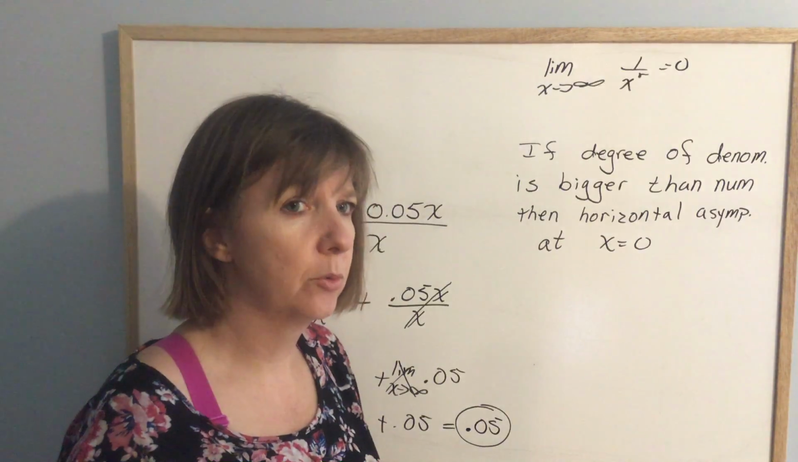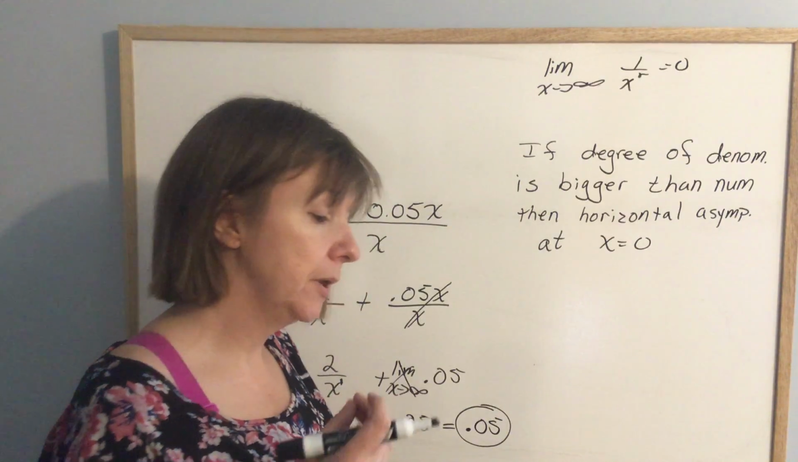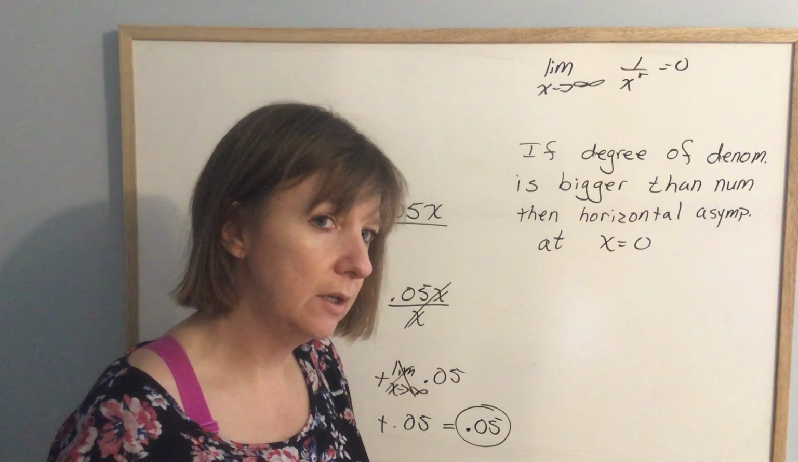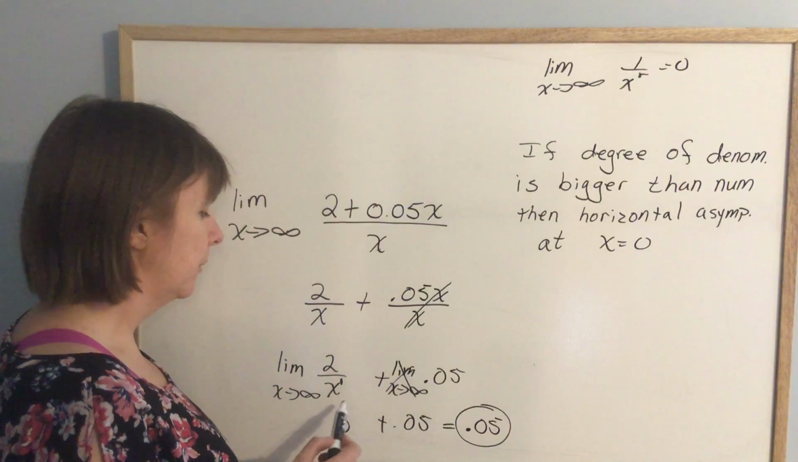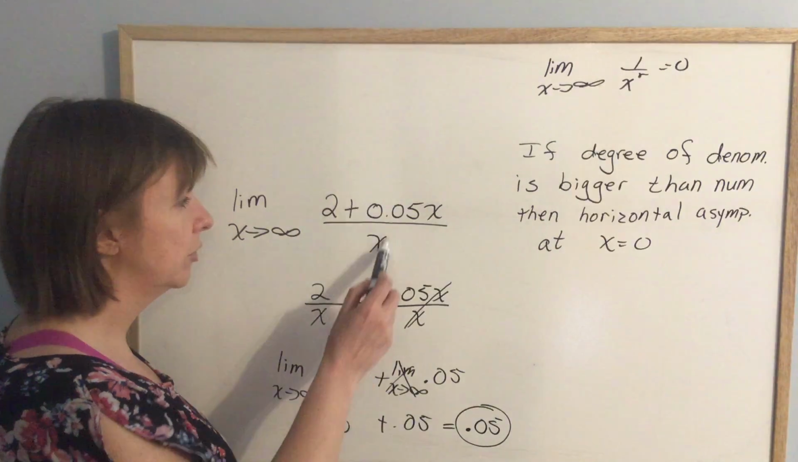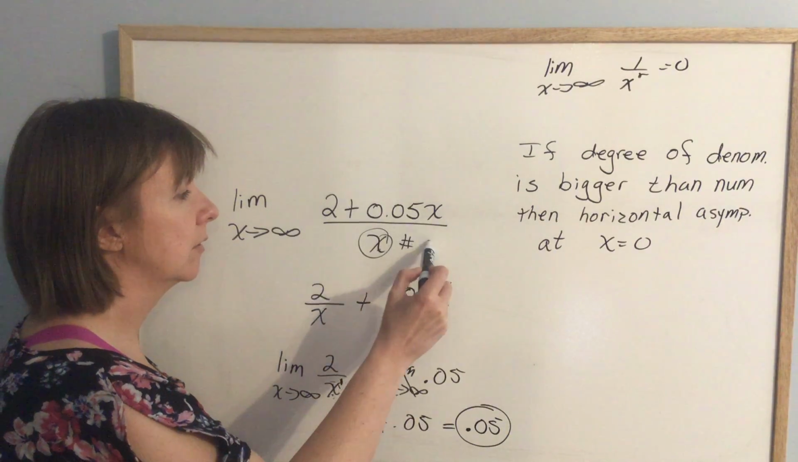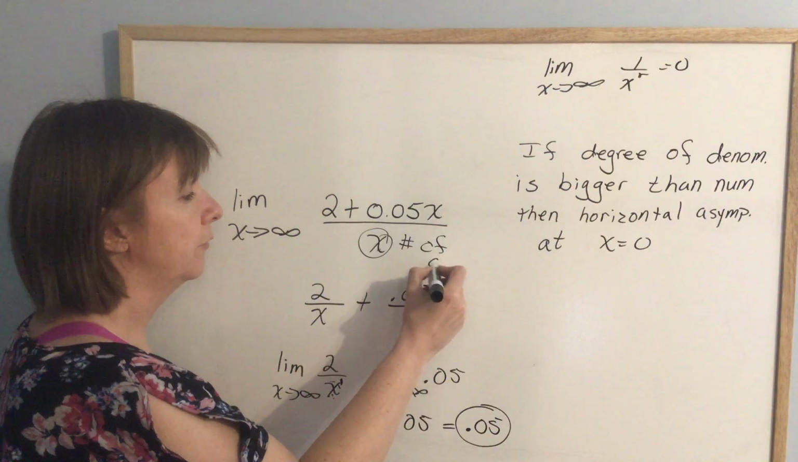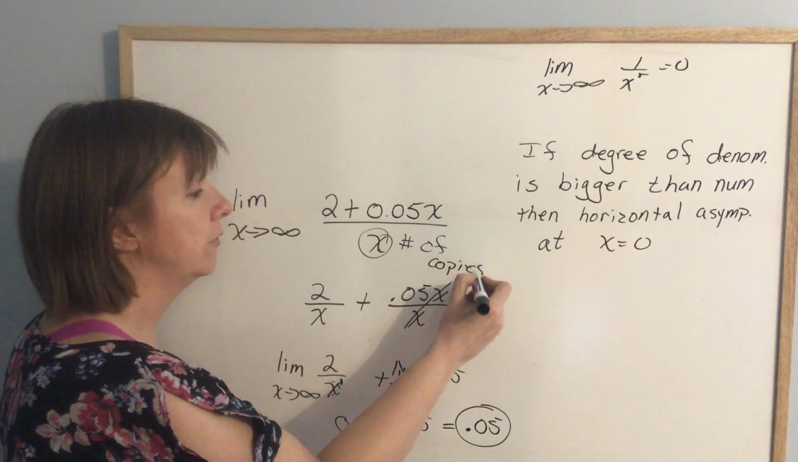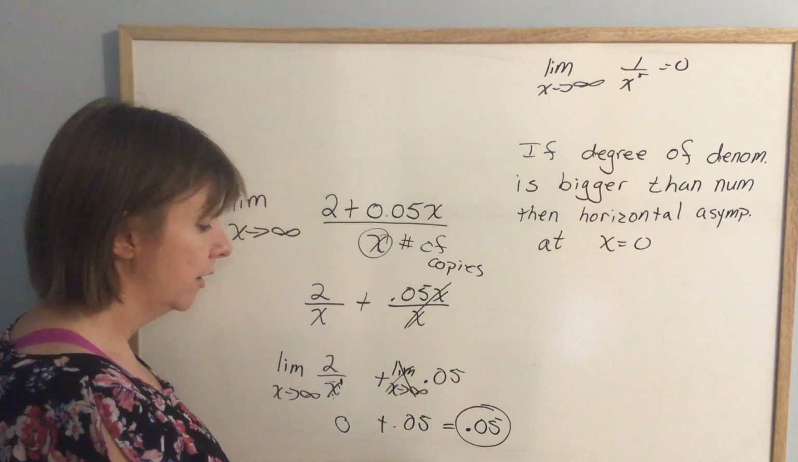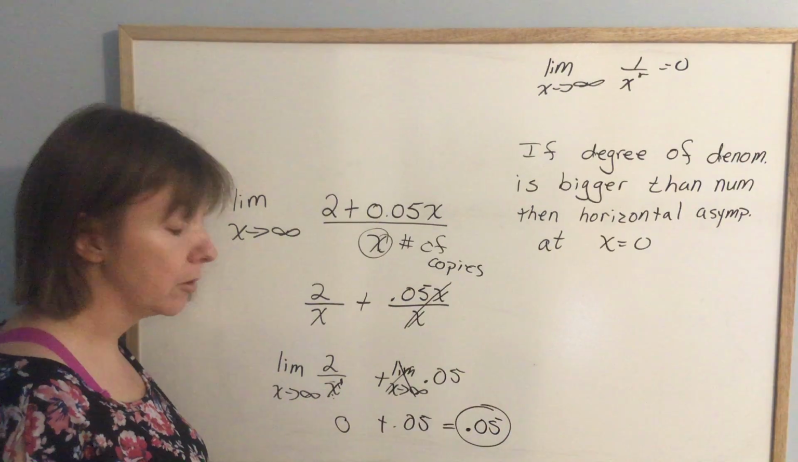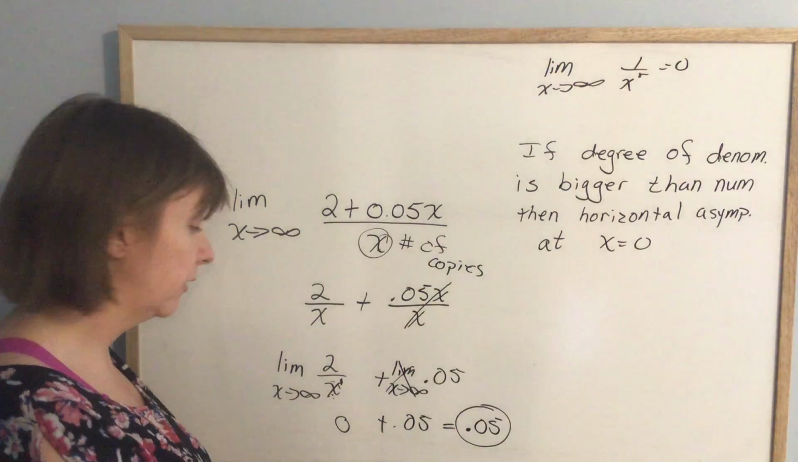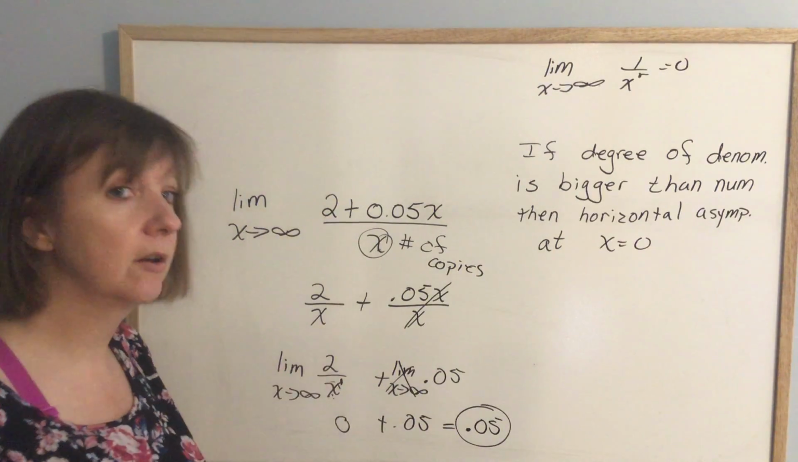Don't worry about this too much. I'm not going to ask you to do a whole lot like this, but I just want you to think about what that means in terms of real life. What they're saying is that if your x, which is your number of copies, is very, very large, then really you're paying about 5 cents per copy because that $2 is now going to be irrelevant. It's not going to make any difference.